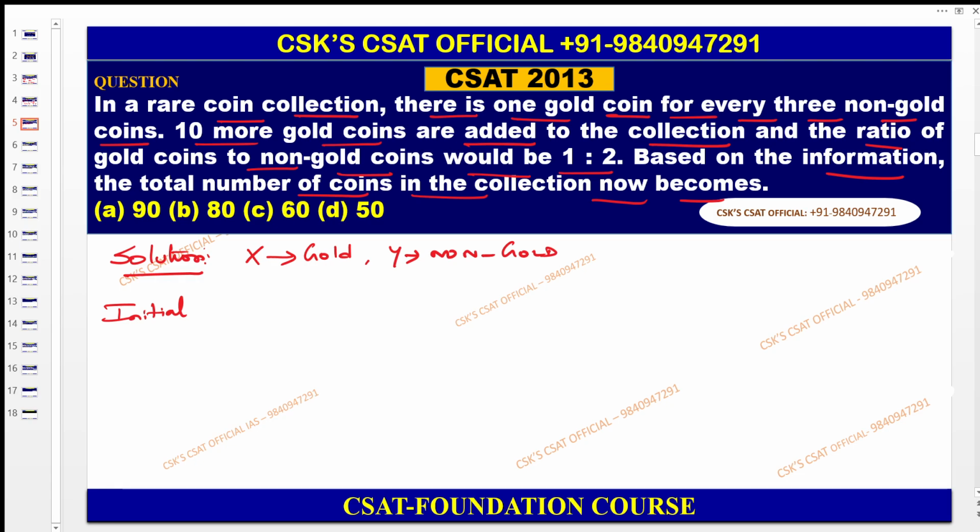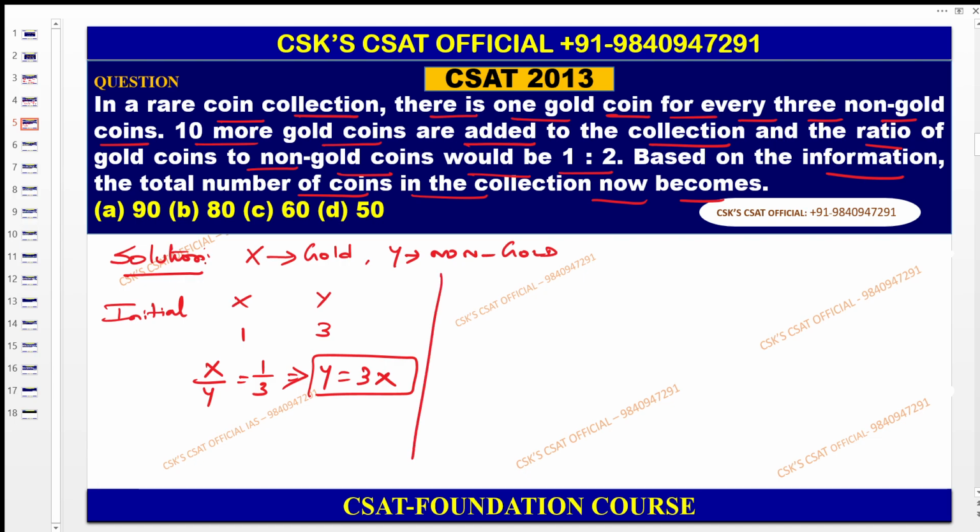So initial, so X and Y here. For every 1 gold coin, there are 3 non-gold coins. So therefore you can write this one, X by Y, which is equal to 1 by 3. Cross multiply this one. Y is equal to 3x.